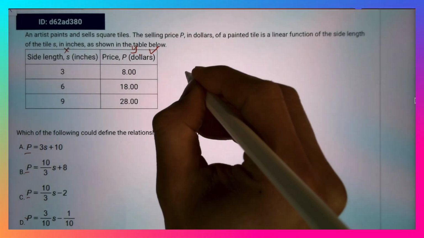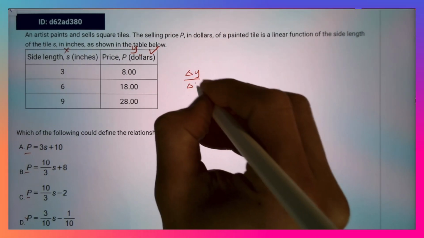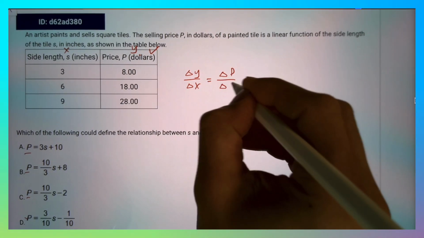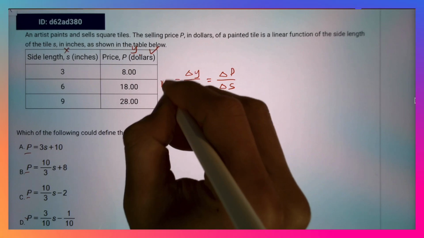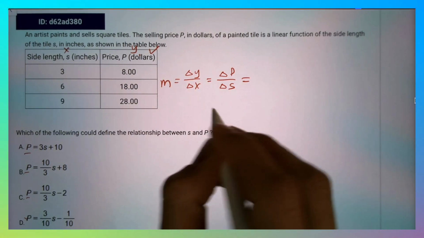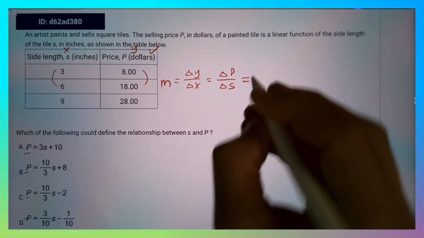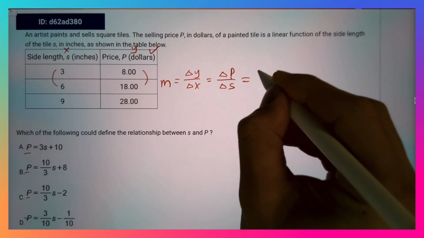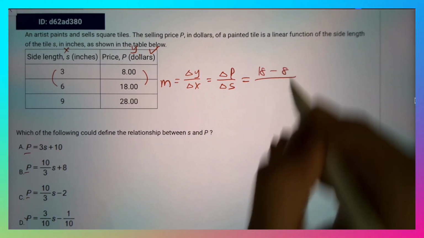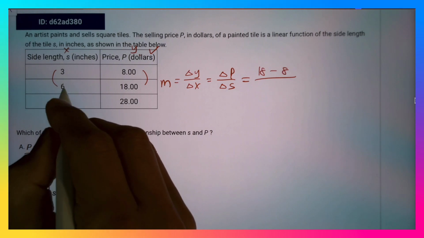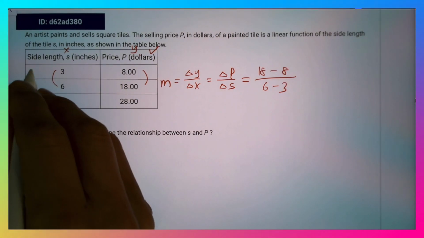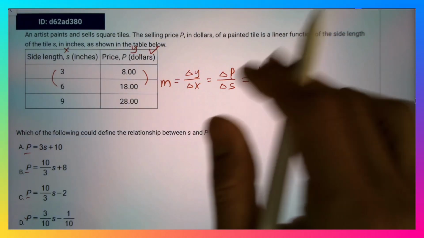So change of y over change of x, or in this case, change of P over change of S. Okay, that is our slope. I'm going to use these two coordinates. So 18 minus 8 is our dependent variable, and the independent variable is 6 minus 3. I chose the second row minus row 1, and just don't mix them up.